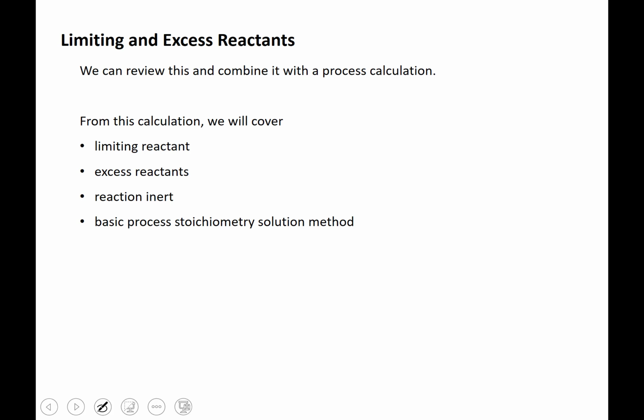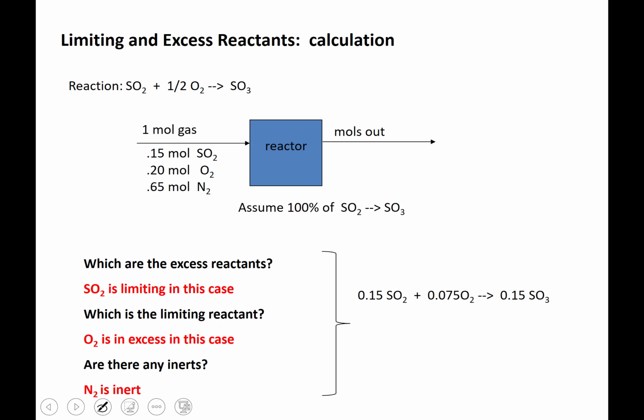I'm sure you remember limiting and excess reactants from Chem 1A or Chem 1B. Okay, and we will look at this calculation, and we're going to see the principles of limiting reactant, excess reactants, inerts, and also the process for determining these products. So here's a chemical reaction. We have sulfur dioxide combines with oxygen to form sulfur trioxide.